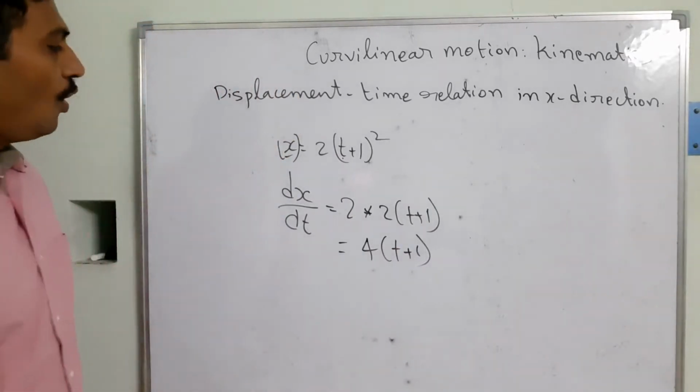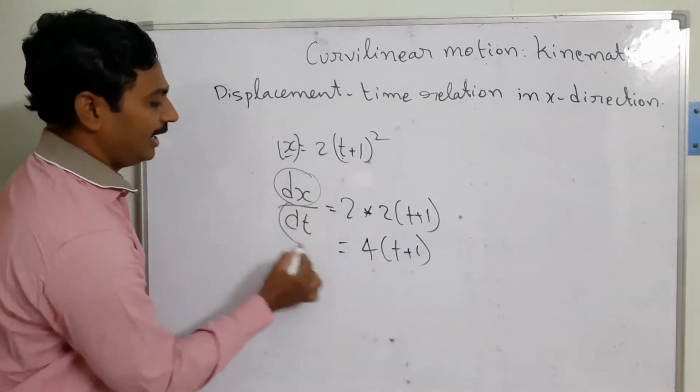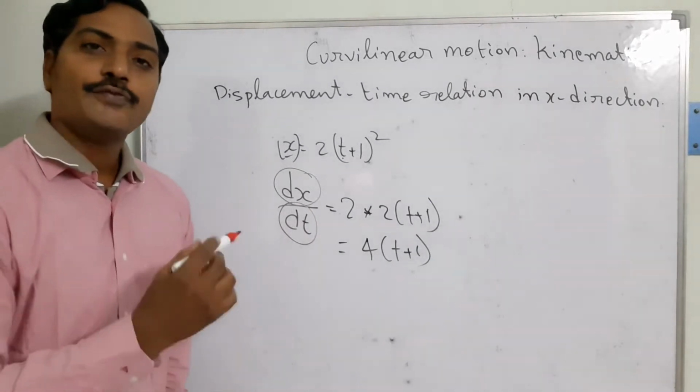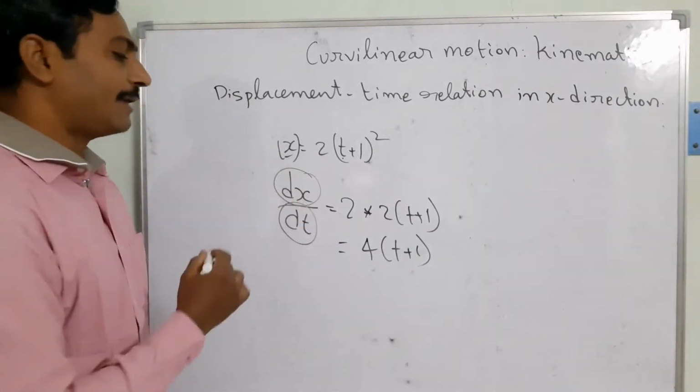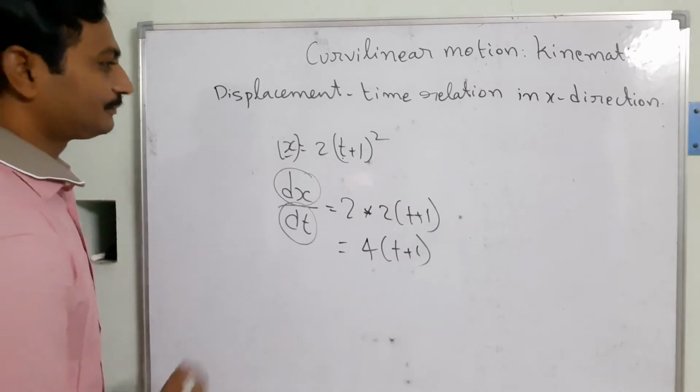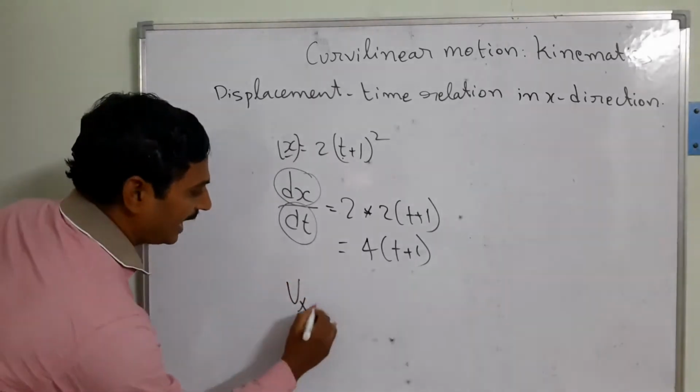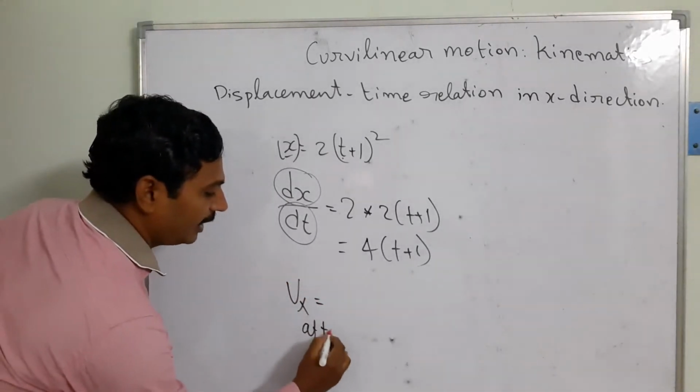Right? So what is the meaning of dx by dt? As we know, it is the rate of change of displacement with respect to time, so then we can say that is the velocity. That I am going to write as vx, at t equal to 0.